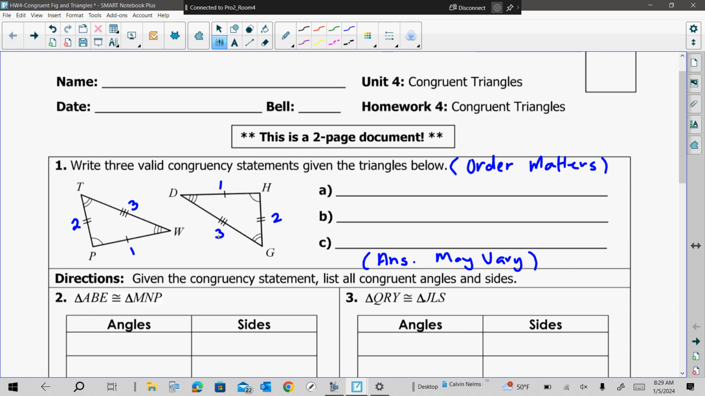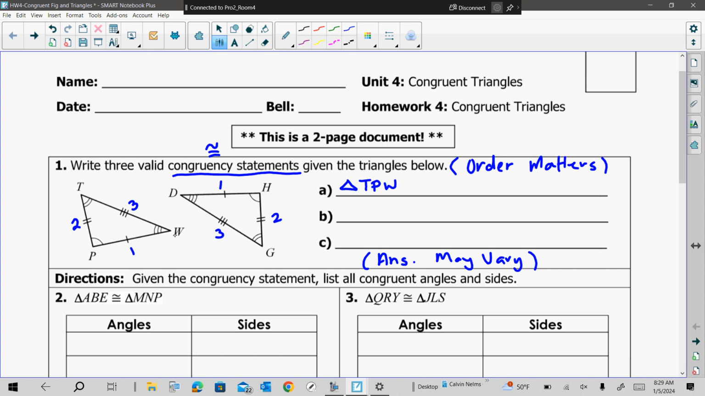Okay, so your congruency statement is anytime we put in the congruency symbol. What we're doing is naming the 2 triangles. So if I start off with triangle, let's say I go TPW. TPW means I went from 2 to 1. Starting at T, I had to go through 2 tick marks to get to P, 1 tick mark to get to W. So we have to match that pattern for it to be valid.